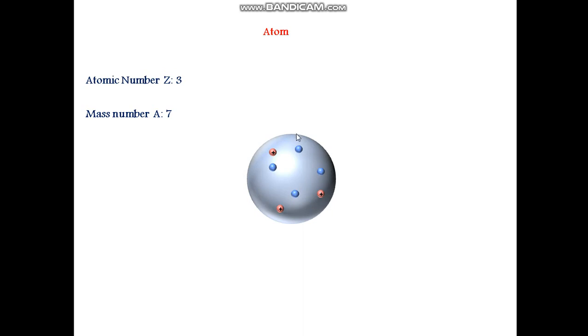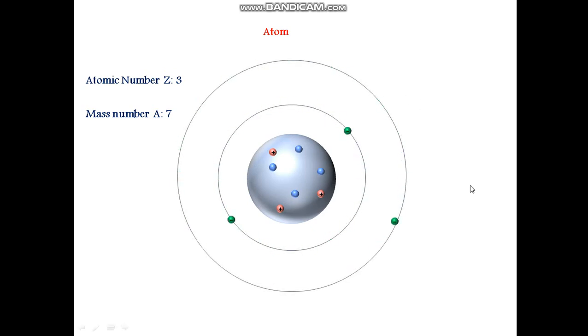We have one more type of subatomic particle, that is electron, which are negatively charged particles. The electrons are revolving around the nucleus in definite paths. These paths are called orbits or shells. You can see in the picture, electrons are revolving around the nucleus in definite paths.